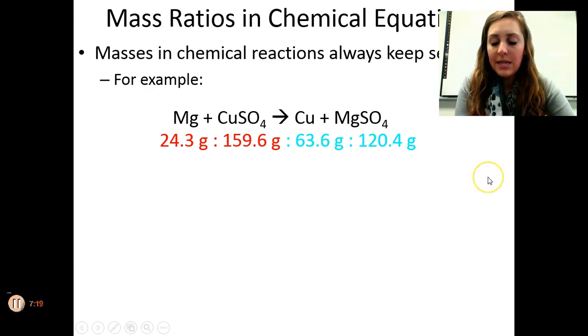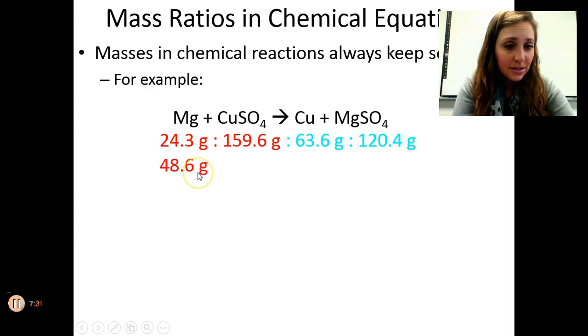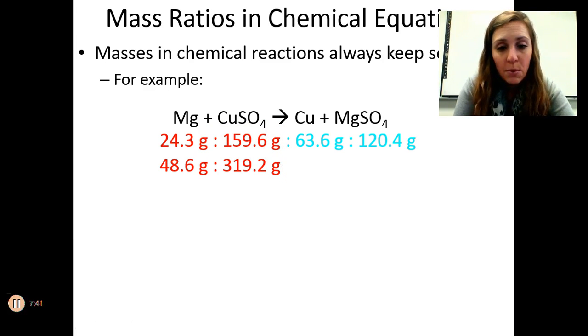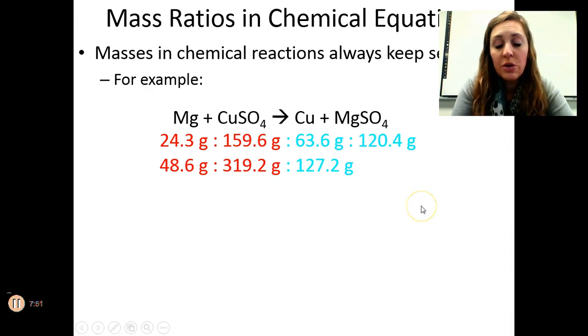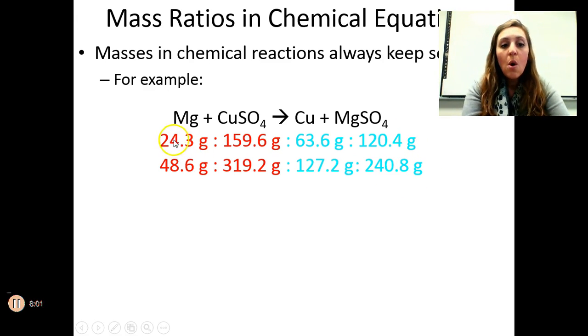So, for example, I also know that if I have 48.6 grams of magnesium, now where did this number come from? I said 24.3 and I multiplied it by 2. So if I have 48.6 grams of magnesium, then I'm going to need double my 159.6 grams of copper(II) sulfate, and that'll be 319.2 grams. If I use this new set, then the amount of copper I can make is doubled as well. So 127.2. The amount of magnesium sulfate that's produced is also double, so that would be 240.8 grams. Notice these are set ratios. Whatever this is, I doubled it, which means this had to be doubled. This had to be doubled.